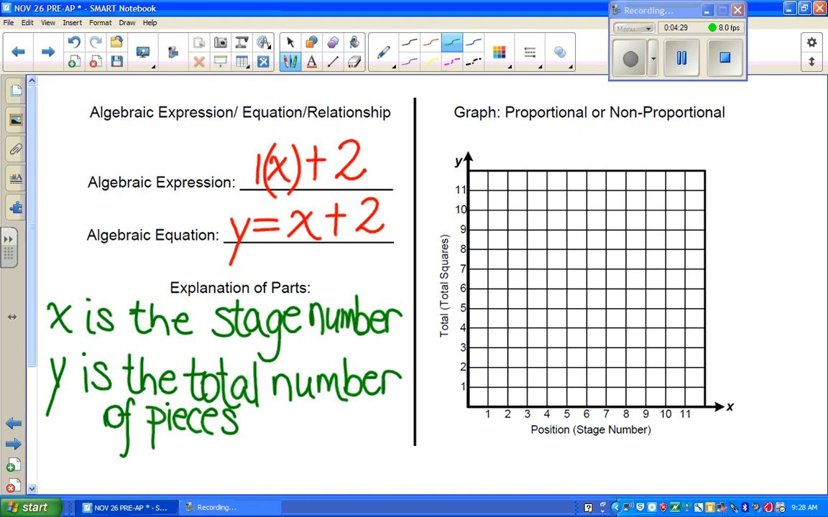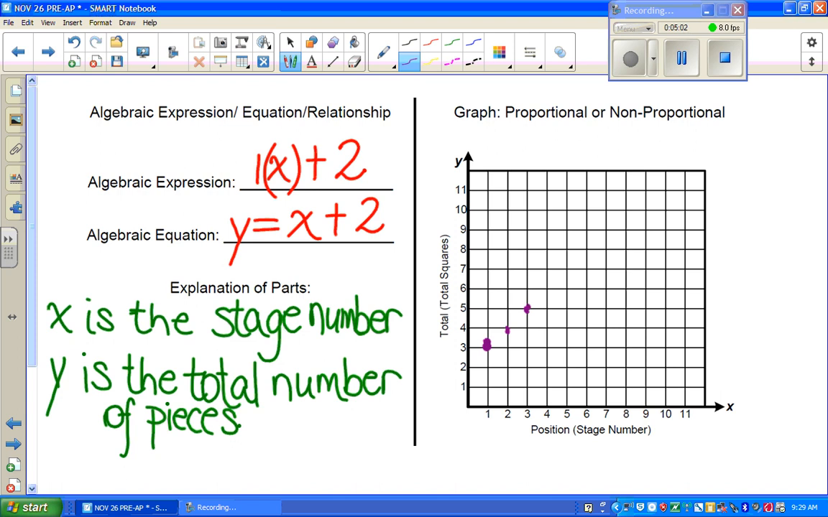Now we're going to graph this and say, is it proportional or non-proportional? So we're going to look at our first one. We have 1, 3, and then we have 2, 4, and then we have 3, 5.